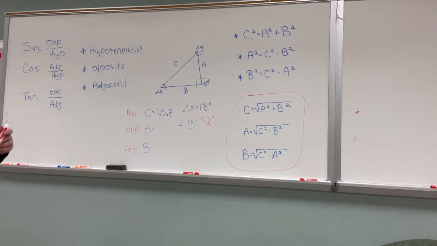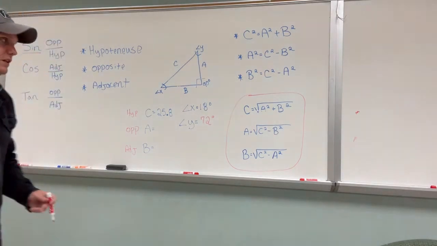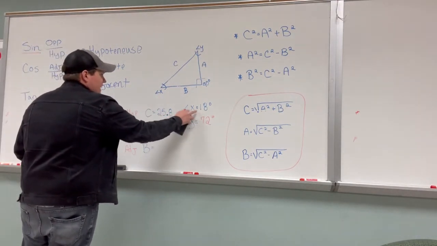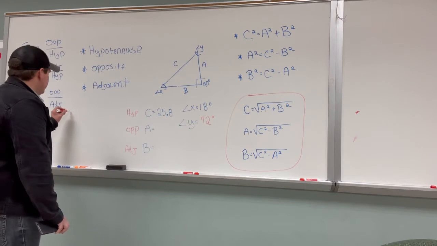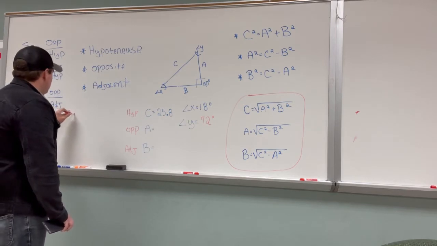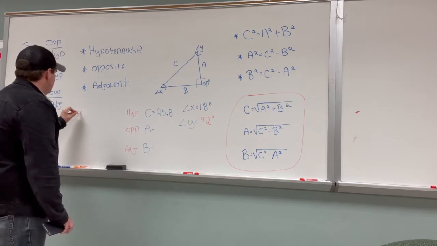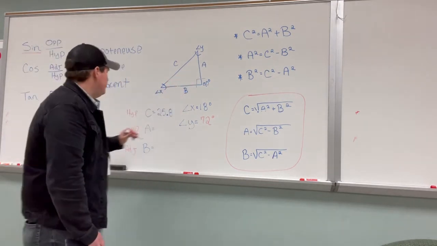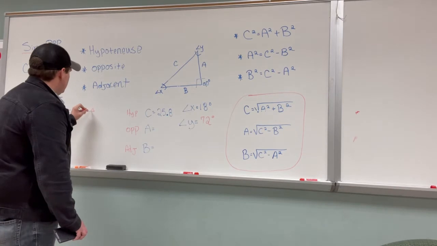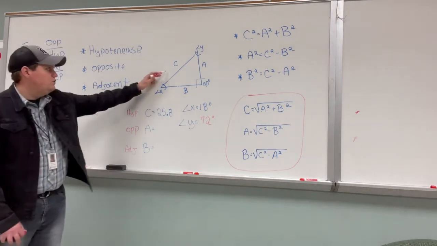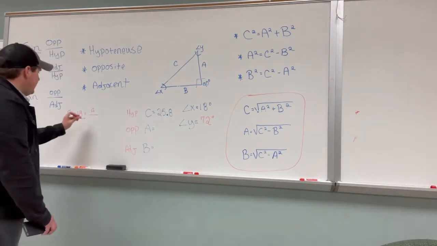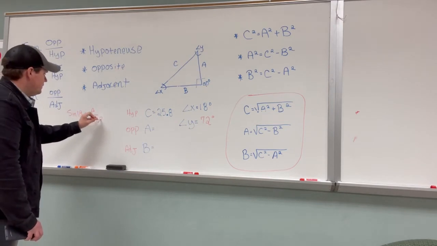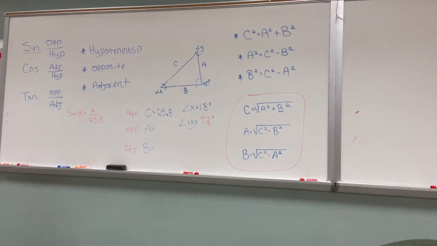Okay? So how I would set that up as a formula is I would need to say the sine of angle X, which is 18 degrees, is equal to opposite, which is A, over the hypotenuse, which is 25.8, and that's going to be where I start.